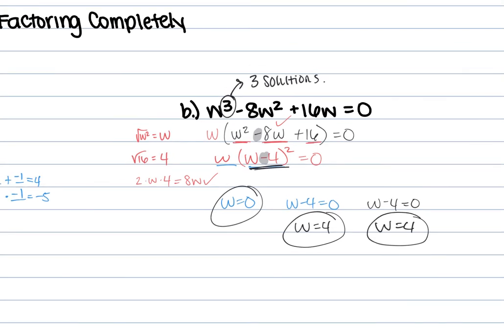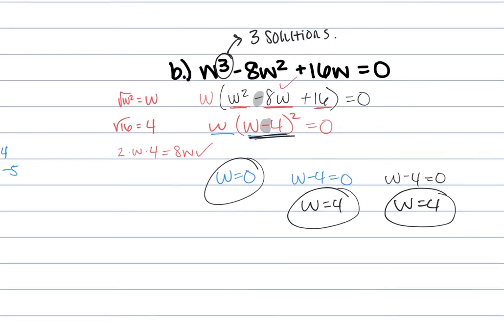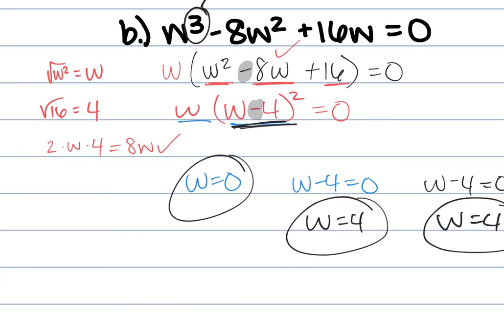Okay, any other questions? Would we get points off if we wrote W minus 4 to the second? No. So if you only wrote W equals 4 and W equals 0, you're fine. Okay.